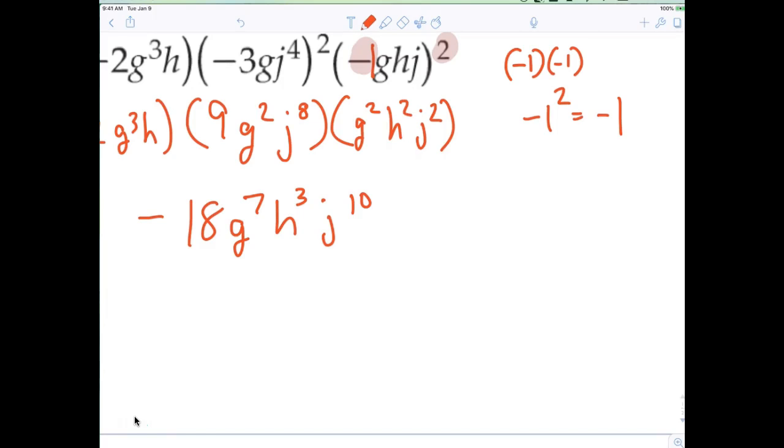It's not, right? Remember, this means the opposite of 1 squared. What's 1 squared? 1. The opposite of 1 is -1. That's different from this. -1 squared. What is that? +1. That has a different meaning. -1 squared means -1 times -1.